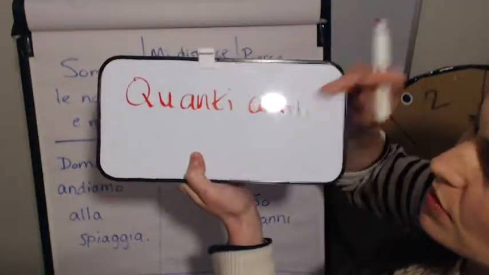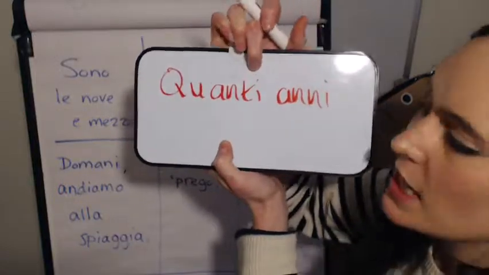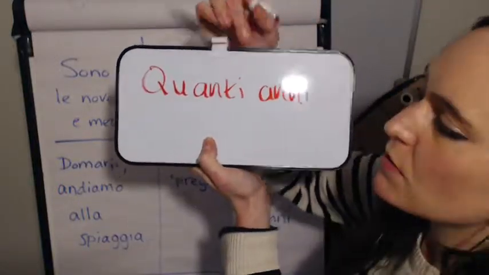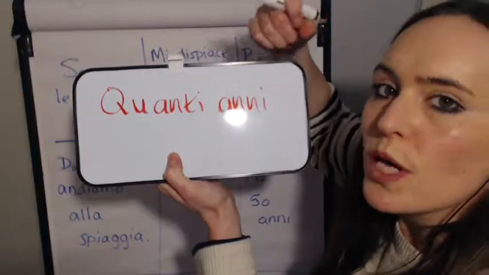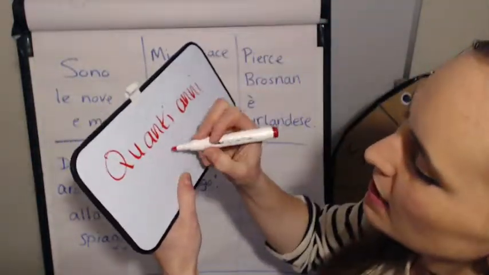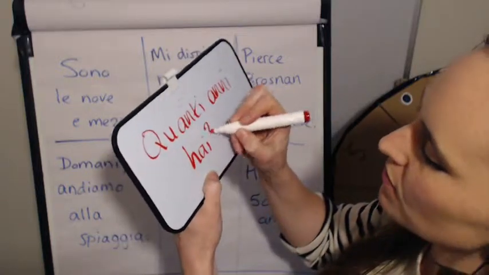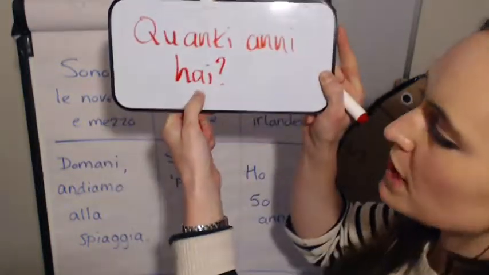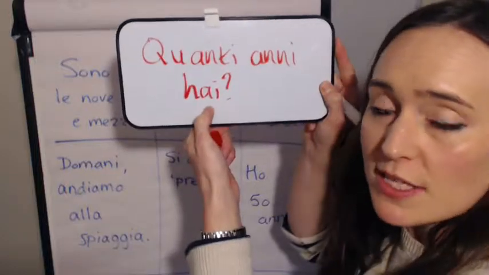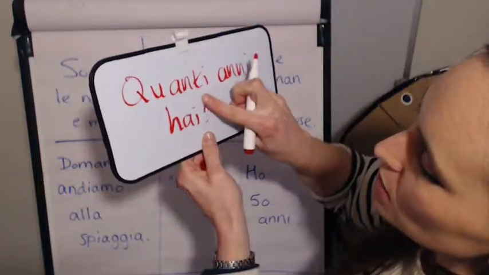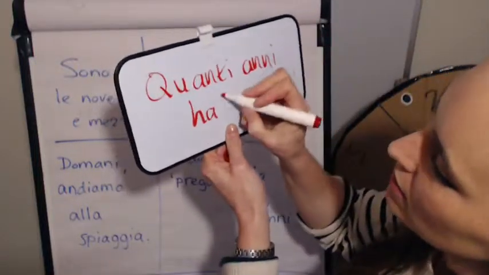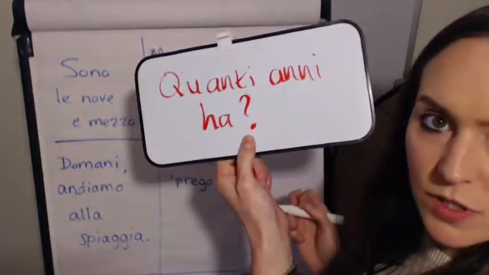Years is in the plural, so the question, how many, is in the plural masculine form, quanti, as opposed to quanto. Quanti anni. Well, you could do this in different ways. You could do quanti anni hai, if you're talking informally. Like a kid might say that to another kid. You might say quanti anni ha, if you're using the lei form, third person.